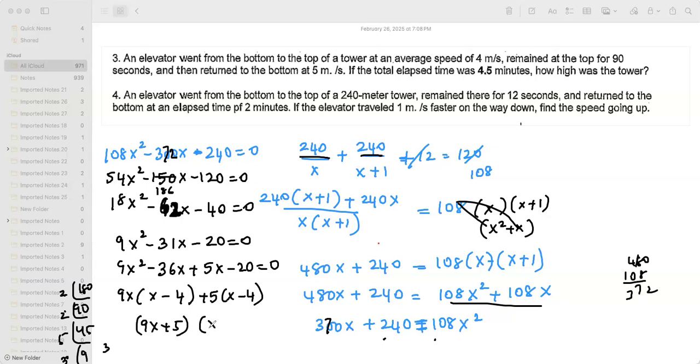So x should be 4 then. Yeah, the two roots are 4 and 5. Then the answer's 4. 9x plus 5 equal to 0 gives a negative value, so it's eliminated. Just we have 4. Correct. I'm getting x equal to 4. Did you check the answer, guys? I'll check.